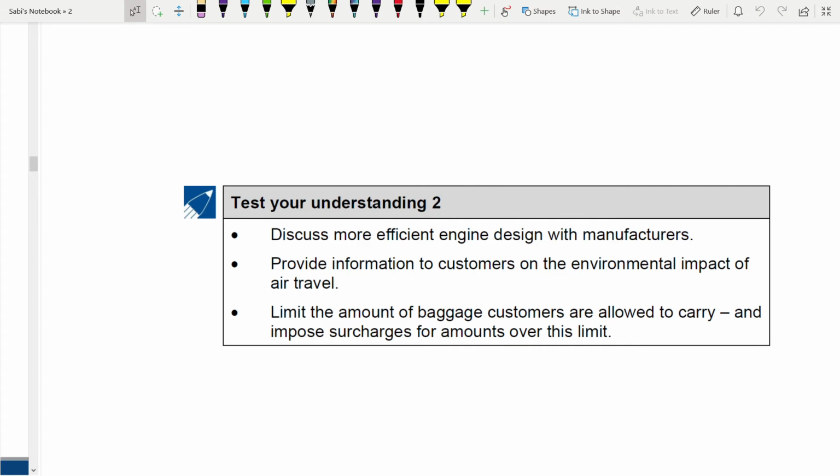Otherwise you might say, no, I don't want to do it, we'll be reducing the environmental impact. It keeps on pending, never happens. You keep on postponing it. But if you give information to the customer, you will become more accountable, more responsible, and you will actually take actions to do that. And third is you limit the amount of baggage customers are allowed to carry.